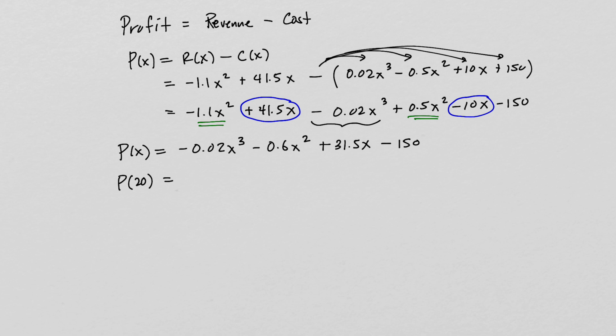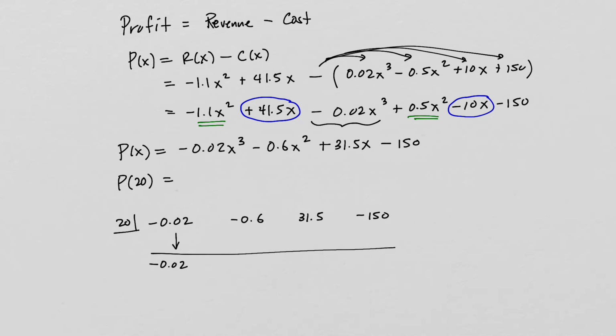But I'm going to go ahead and use synthetic division to do this because I find it to be a little bit easier. So we have negative 0.02, negative 0.6, 31.5, and negative 150. And let's go ahead and do these computations now. So 20 times negative 0.02 is negative 0.4. Negative 0.6 plus negative 0.4 is negative 1. 20 times negative 1 is negative 20. And then if we add here, we get 11.5.